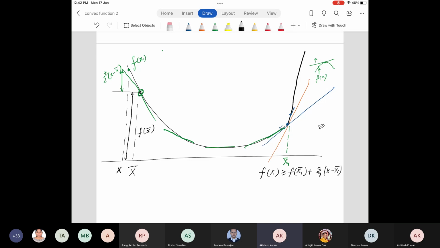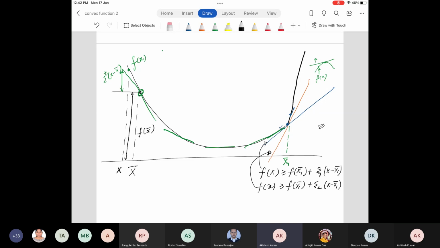Similarly, I have another one of x1 bar plus. Okay, so maybe this one is for this subgradient and this one is the other line. Does this make sense? So we have two subgradients at this point instead of one. Although f is not differentiable, at this point f has two subgradients.